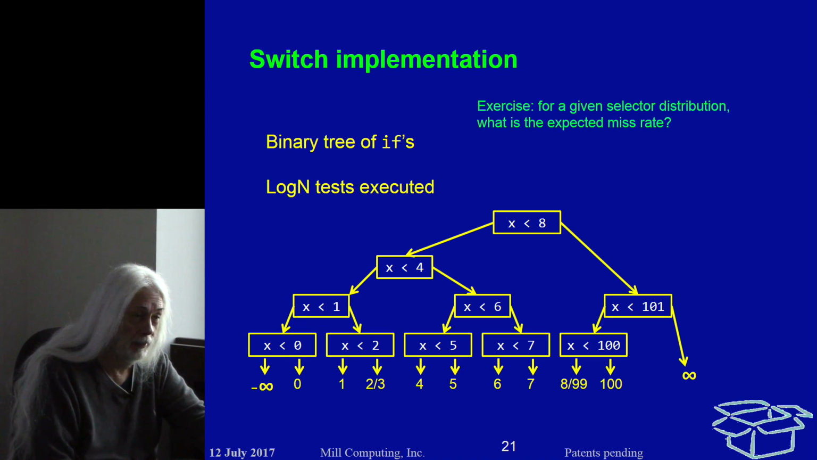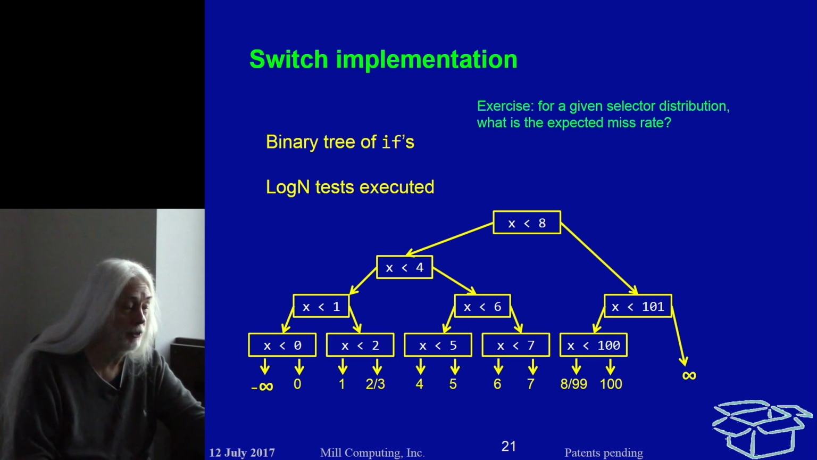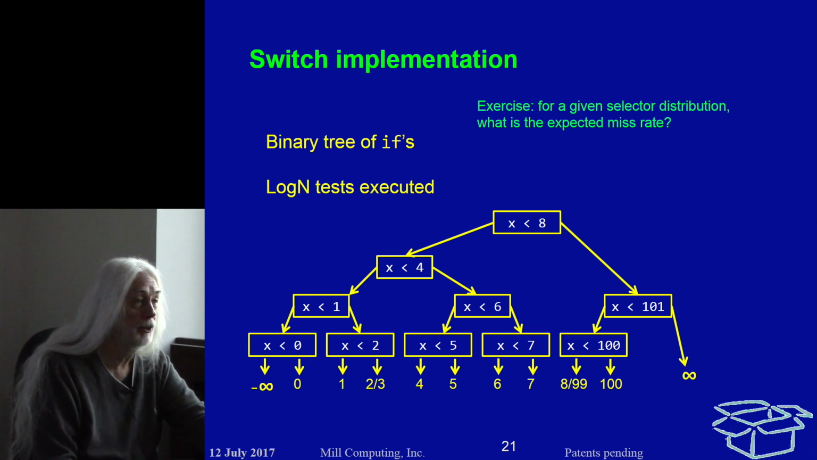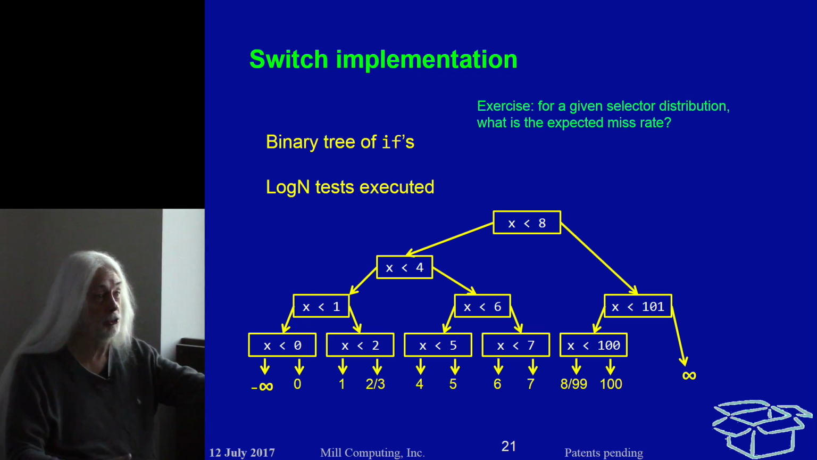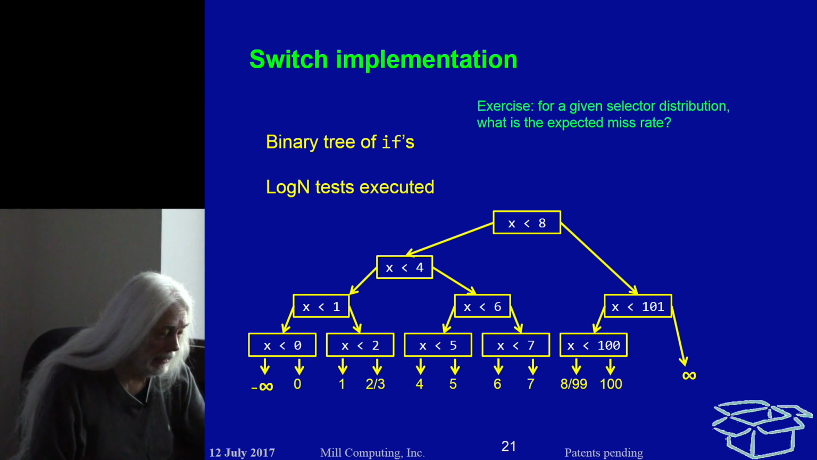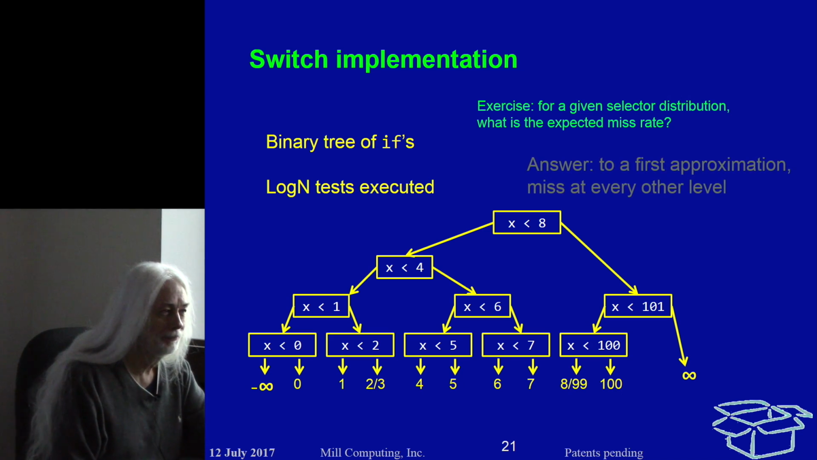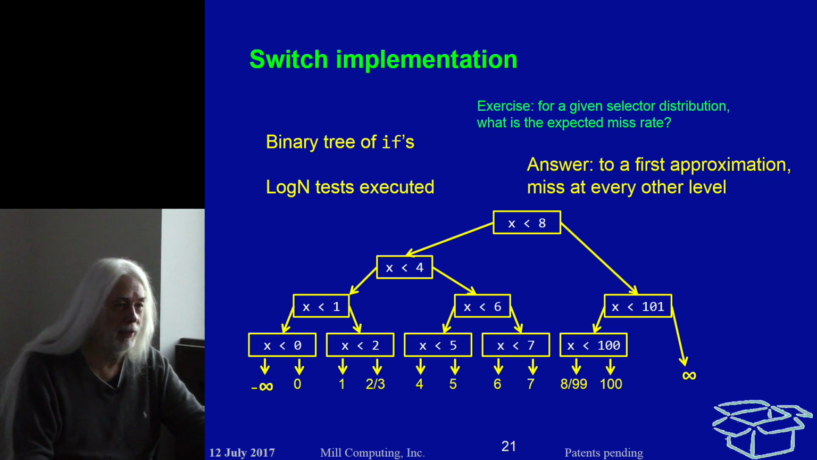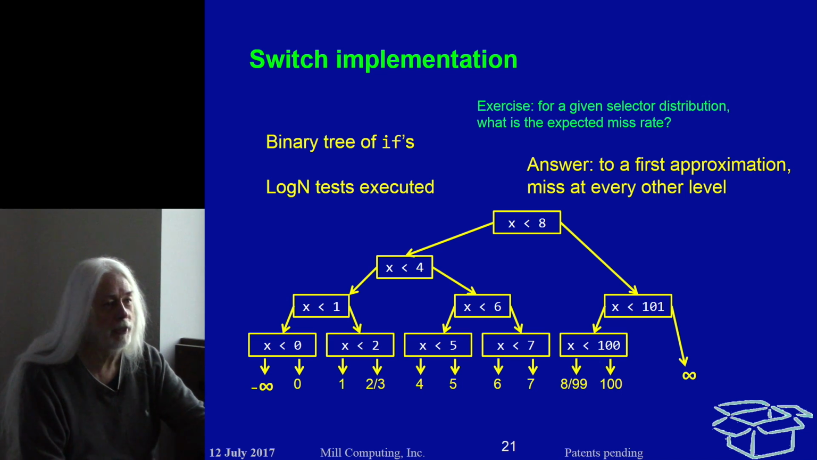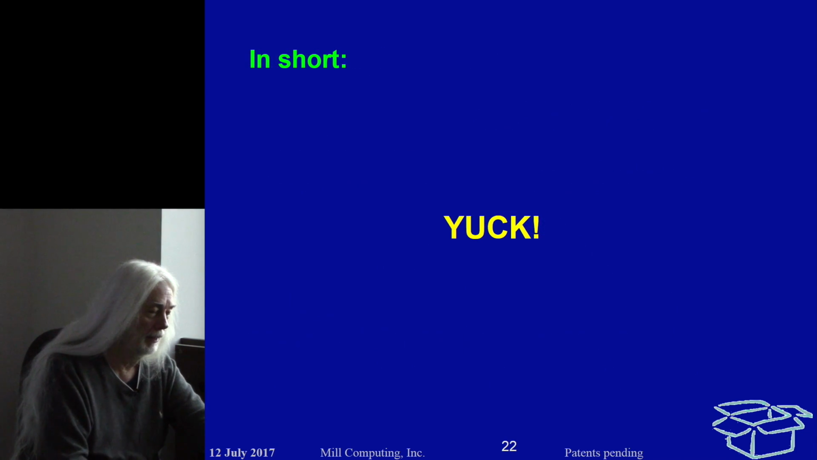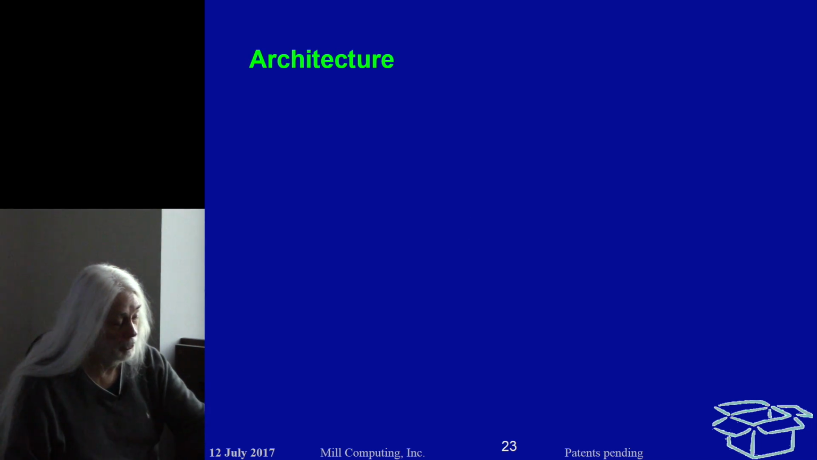And here's another exercise for you to do at home. For a given distribution of selectors, what is the expected miss rate as you work your way down? Naively, you'd think, well, you'll miss each one 50-50. I mean, it's a binary search. It's going to go that way, it's going to go that way. Work out the exercise. You'll find it interesting. As a first approximation, yes, you'll miss at every other level, but that depends greatly on the distribution you're looking at. And in short, yuck. This is why switches are annoying.